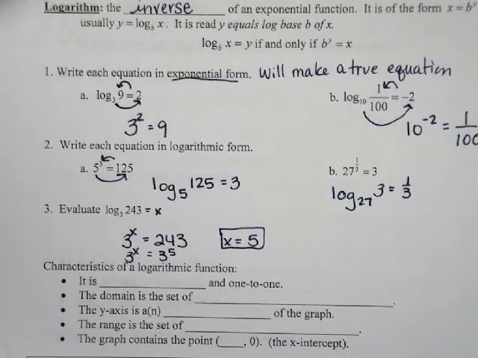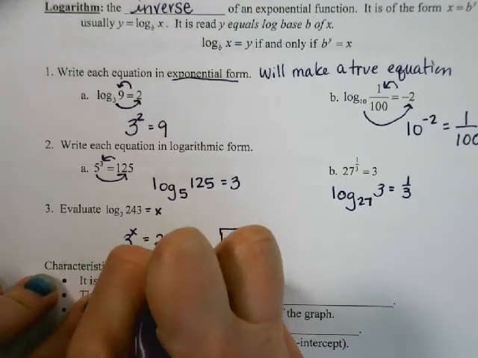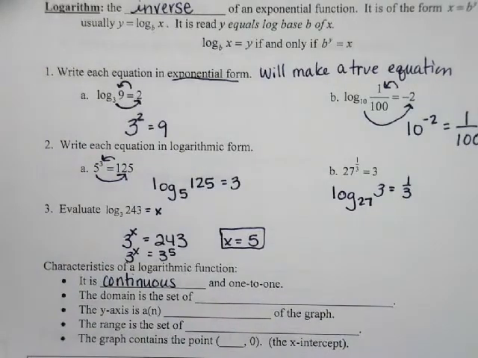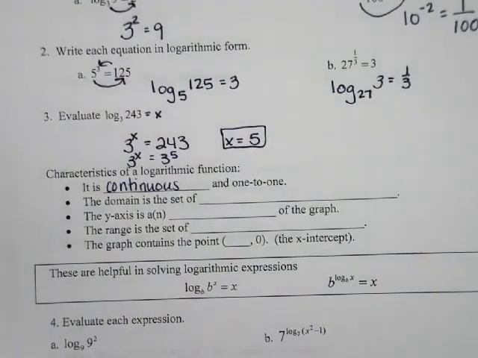Okay, characteristics of logarithmic functions. Keep in mind that logarithmic functions are inverses of exponentials, so domains and ranges get switched. It's still continuous. I can draw it without picking up my pencil. There's no holes, there's no asymptotes. Oh, I shouldn't say that. There is an asymptote, right? But there's no holes. There's nothing gaping missing in my graph.